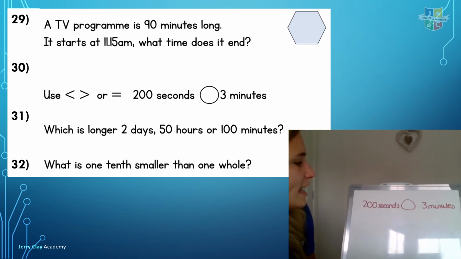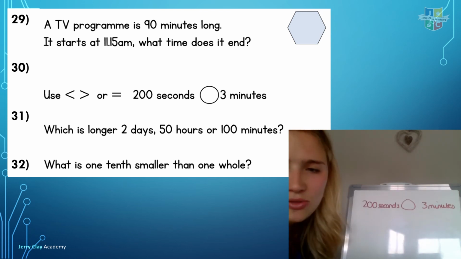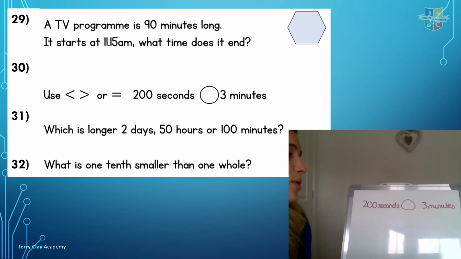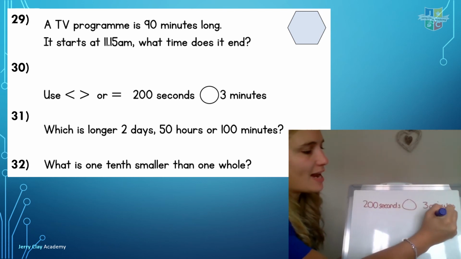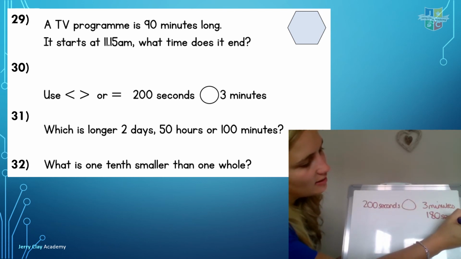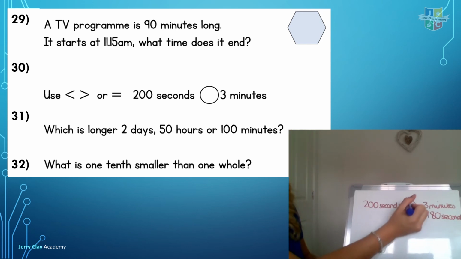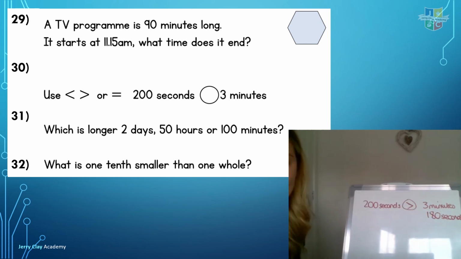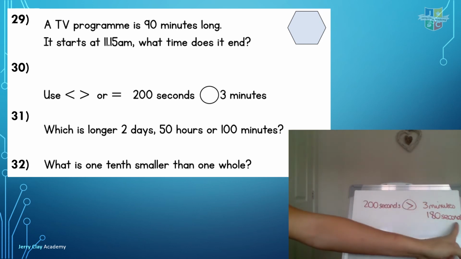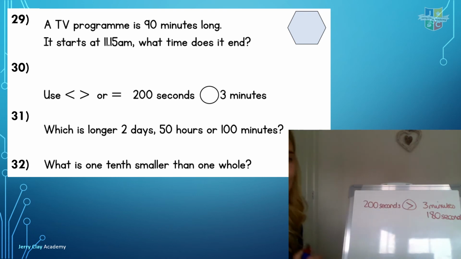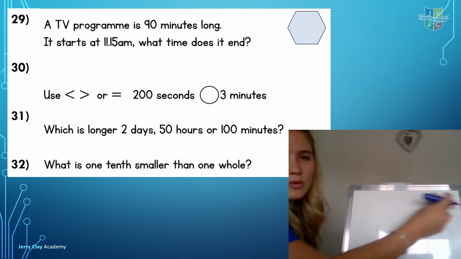Okay, so in 1 minute, we know that there are 60 seconds. So in 2 minutes, there are 120 seconds. So in 3 minutes, there are going to be 180 seconds. So I can now see that 200 seconds is going to be greater than 3 minutes, because 3 minutes is 180 seconds.